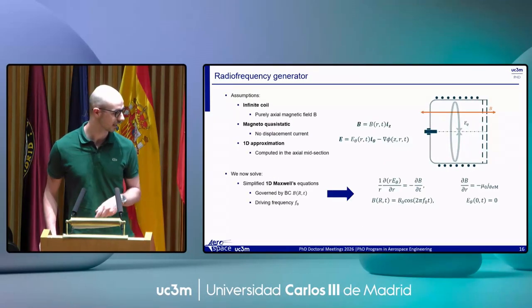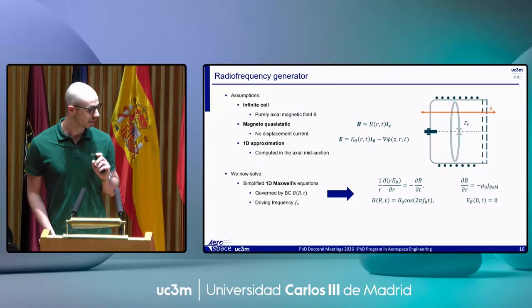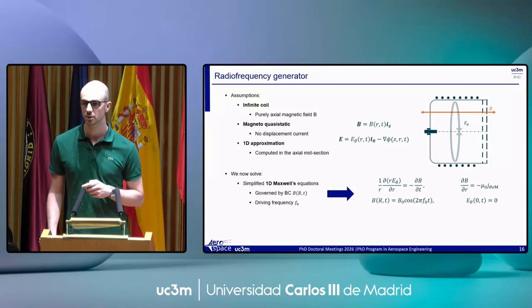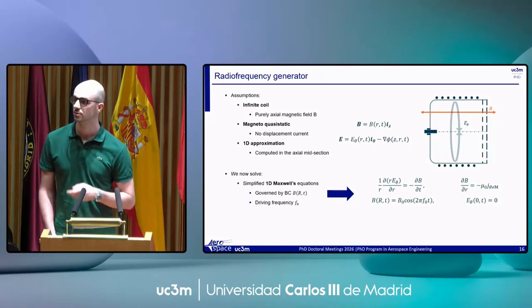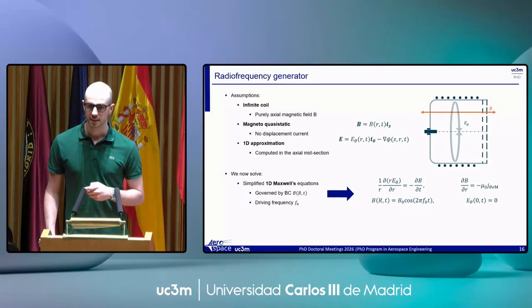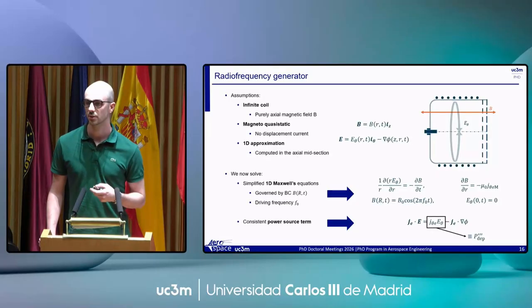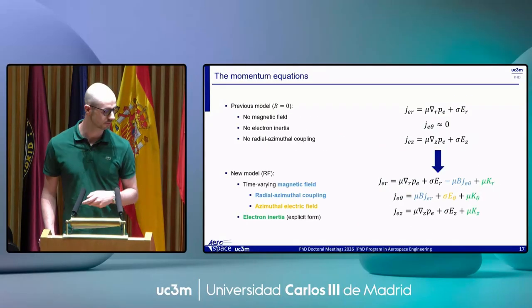Here we have the assumptions that we made. And in particular, with this, we obtained the 1D Maxwell equations that I was saying before with a boundary condition, which is the magnetic field at the maximum radius that is governed by a driving frequency. And we have a consistent power deposition term, which now comes from the azimuthal work of the electric field.